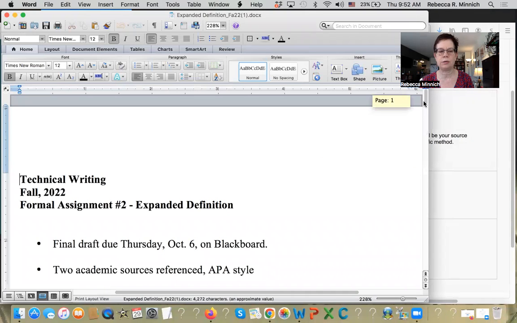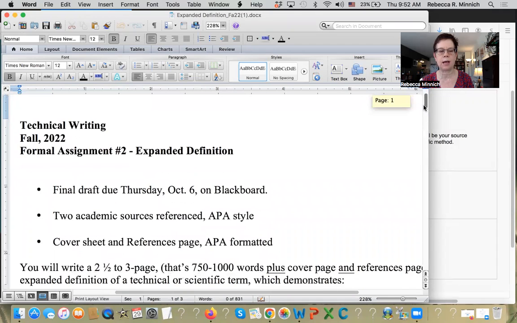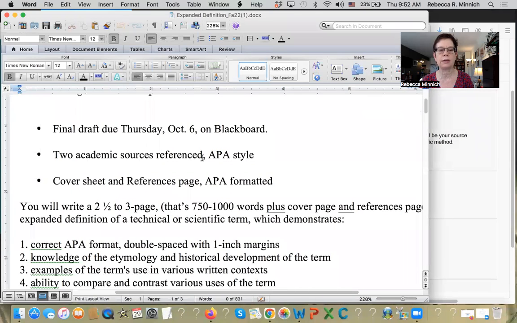As you can see, the due date is October 6th on Blackboard. You're going to need 2 academic sources. So that's something that you can do between now and next Tuesday. I'm going to be uploading a video where I'm going to talk only about the expanded definition assignment on Tuesday. But between now and then, you can start looking for your 2 academic sources.